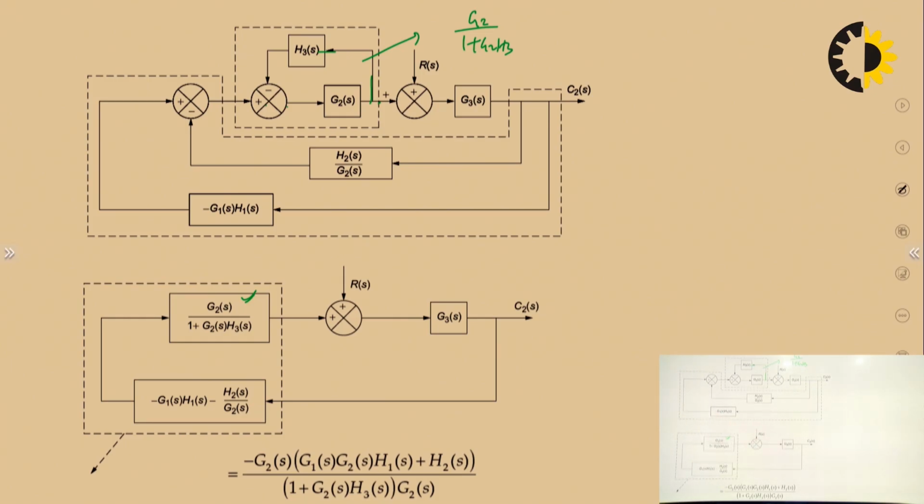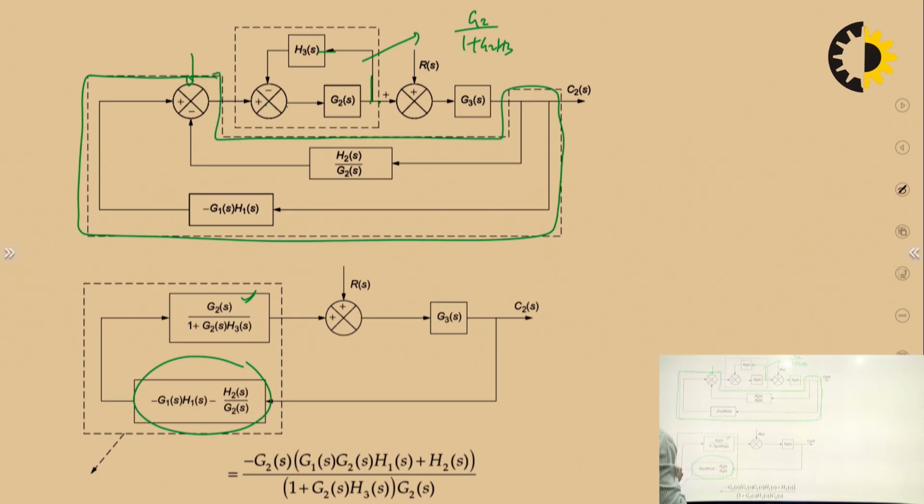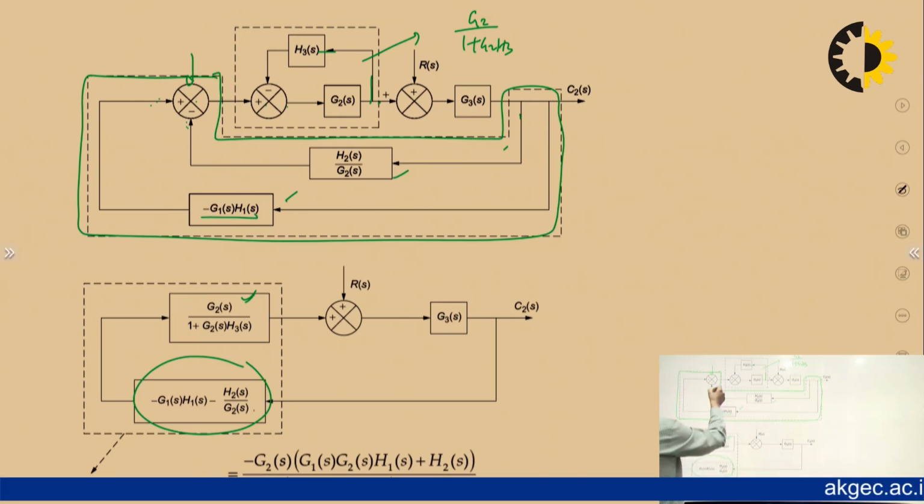So we have written directly how it is eliminated. You can see what happened at this particular summing point. At this summing point, both signals are coming in the same direction, so this block and this block are in parallel. When two blocks are in parallel, you can simply add them with sign. So the sign comes for minus G1S H1S and minus H2S by G2S. So we have eliminated it.